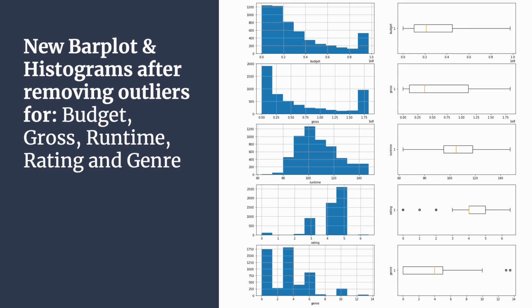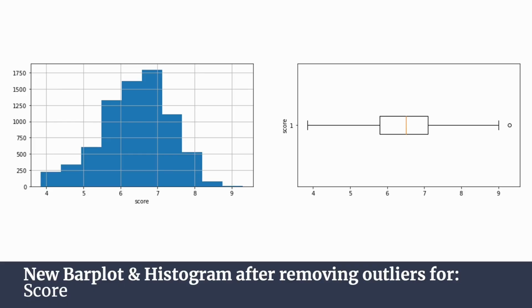You can see while the spread is a lot bigger and the variance is different, it has a lot less outliers for almost every attribute we have. And here's the one for score.